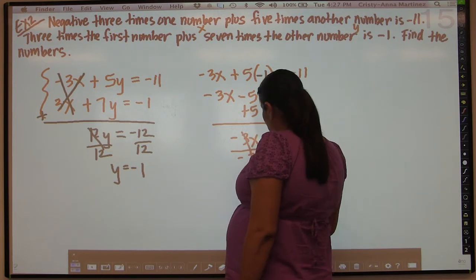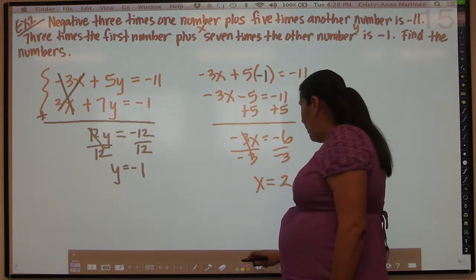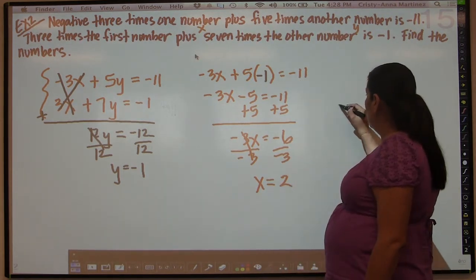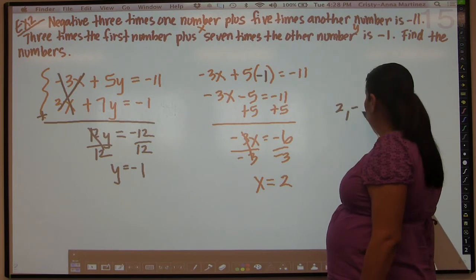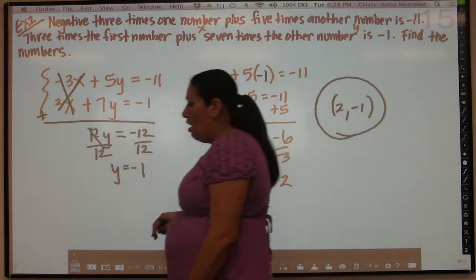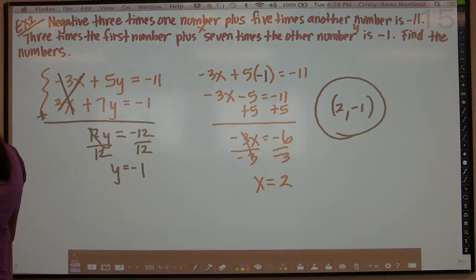Divide by negative 3, and x equals positive 2. When we write our solution, we always want to write it in alphabetical order. So the x coordinate will go first, and the y coordinate negative 1. And so the two numbers that they're talking about here are 2 and negative 1 for this example.